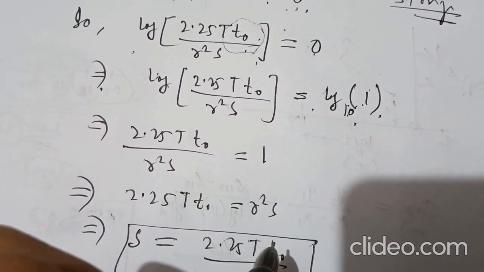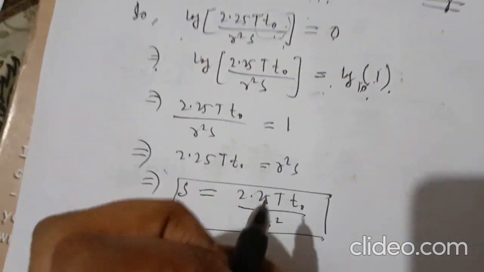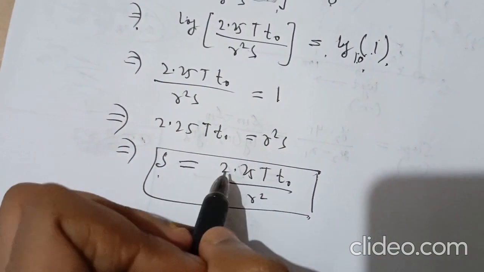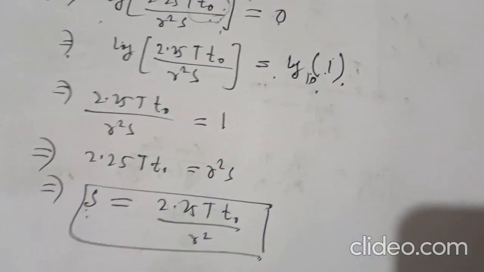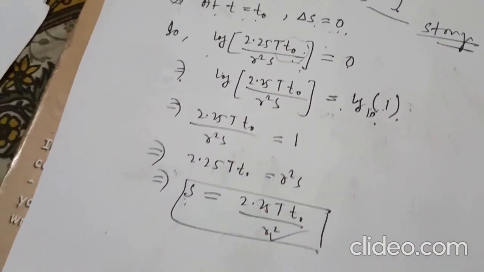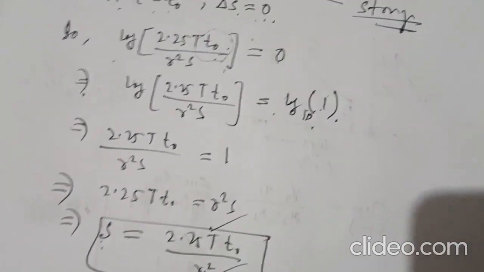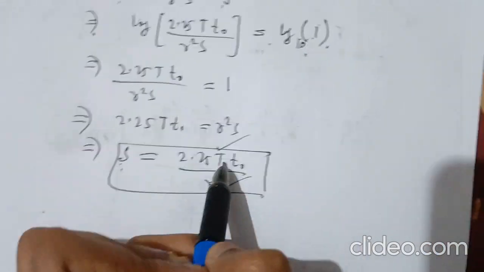We can cross multiply this, but we want the value of storage now, so we make the storativity our principal value, and it will become s equal to 2.25 capital T t naught upon r square. r will be given in the question, and T you had already determined, so here you will get the value of capital T. Now you want the value of t naught.